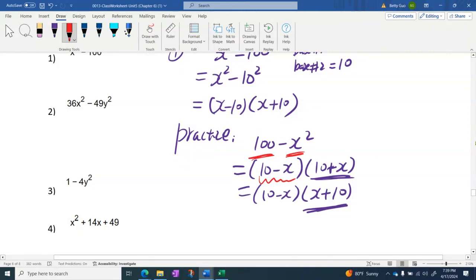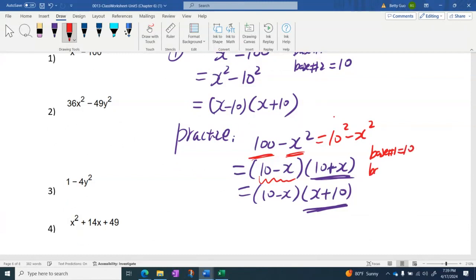Since this is 10 squared minus x squared, the first base is 10, and the second base is x. You know, somehow writing x minus 10 is more comfortable. Maybe you feel the same. x minus 10 is probably more comfortable than 10 minus x. However, in this case, x minus 10 is incorrect. It has to be 10 minus x.